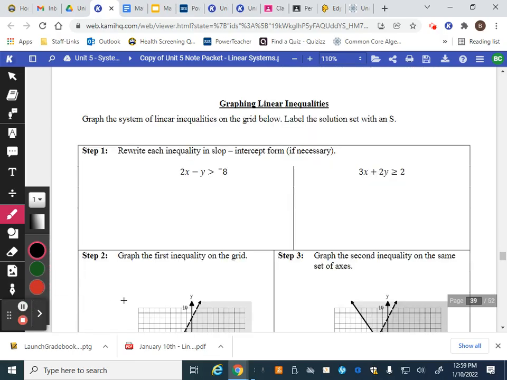All right, so this next page is kind of a summary of what we've been talking about. The procedure: the first thing, if we have a system of inequalities, we're going to rewrite the inequalities in slope-intercept form if we have to. So these two inequalities, 2x minus y is greater than -8 and 3x plus 2y is greater than or equal to 2, are not ready to graph yet, so we have to do a little bit of rearranging.